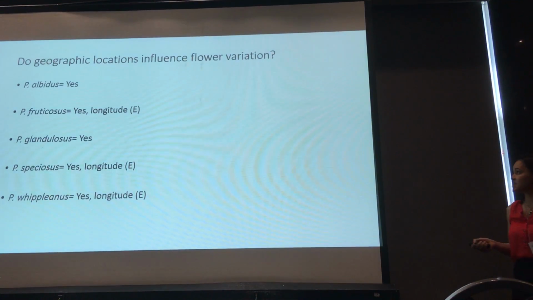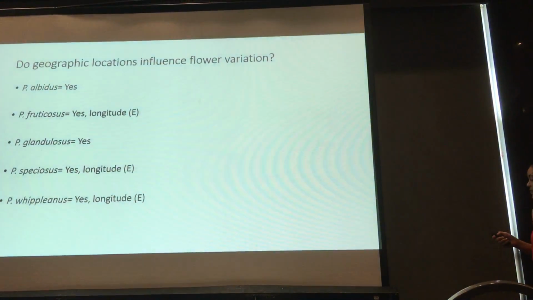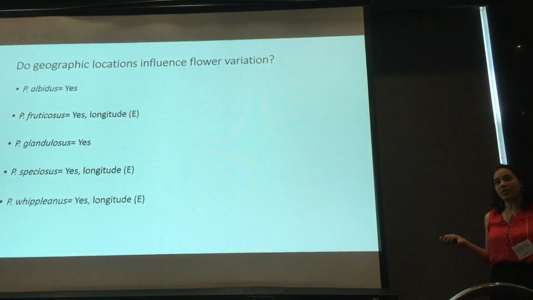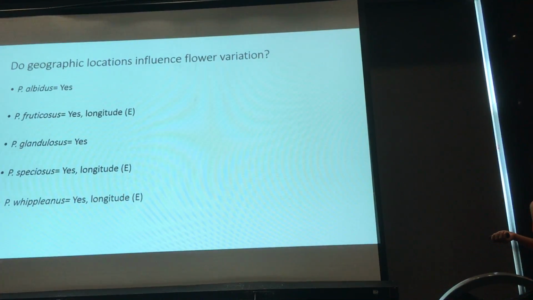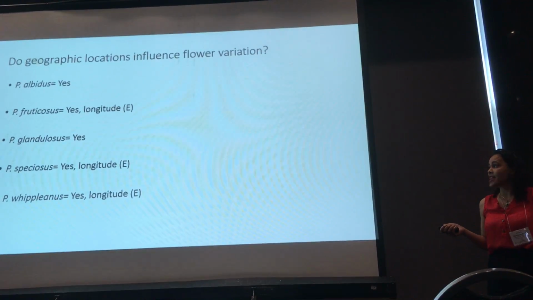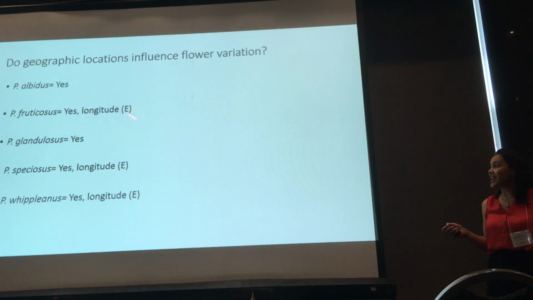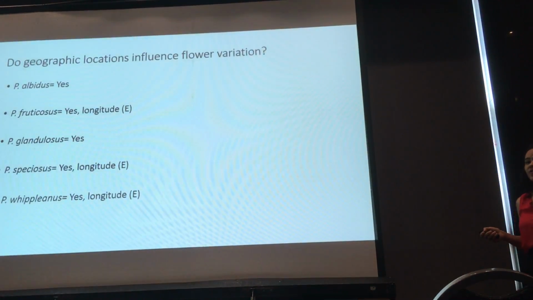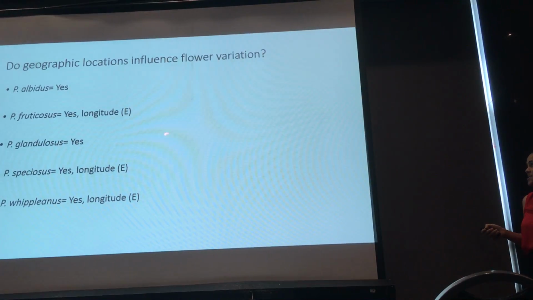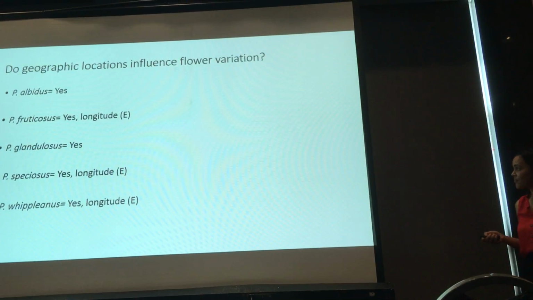I'm going to present a summary of the results based on the questions in a slide like this. The first question is whether geographic distance has an influence on flower morphology. For 2 of the species, the answer is yes. That means that longitude and also latitude have a significant effect on flower morphology. And for 3 of these species, only longitude has a significant effect.